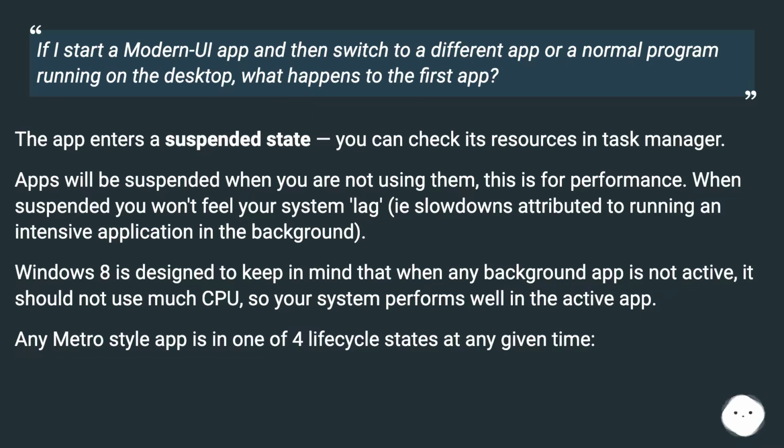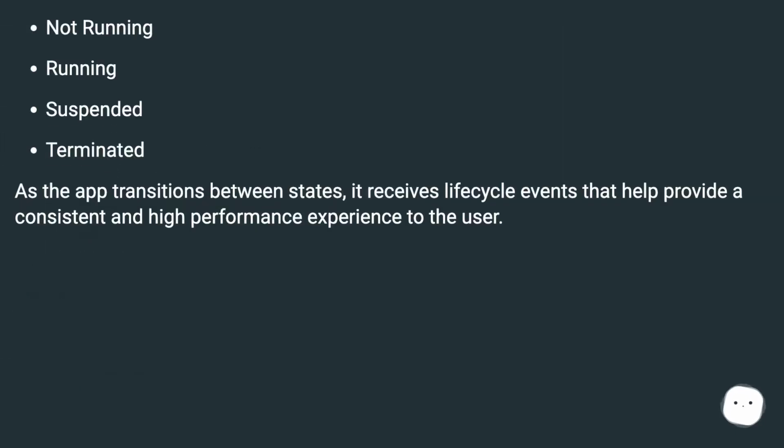Any Metro-style app is in one of 4 lifecycle states at any given time: not running, running, suspended, terminated. As the app transitions between states, it receives lifecycle events that help provide a consistent and high-performance experience to the user.